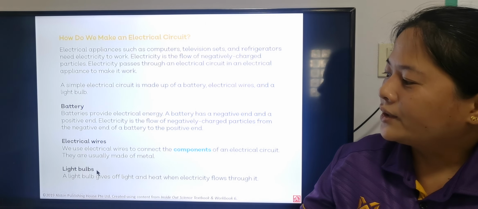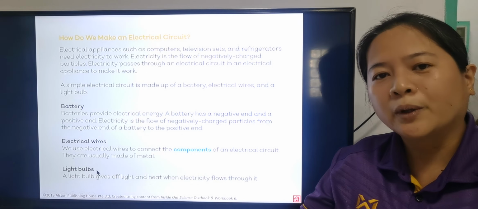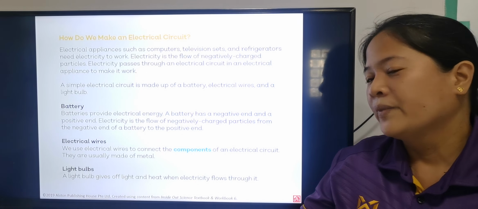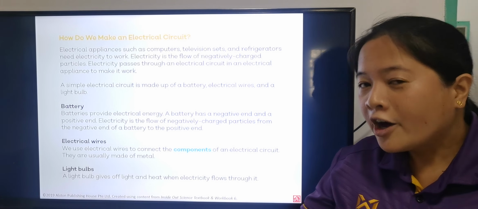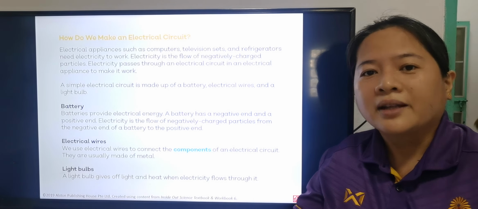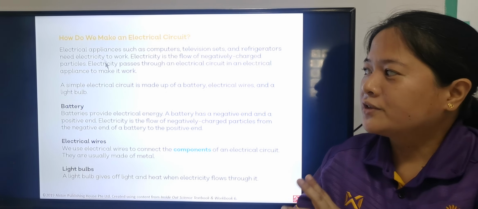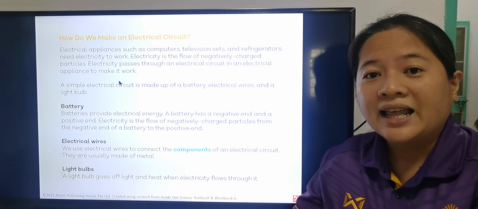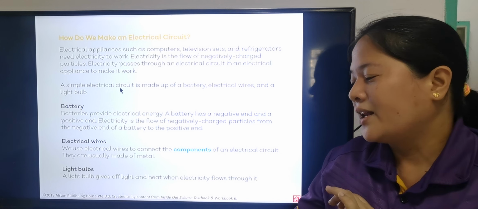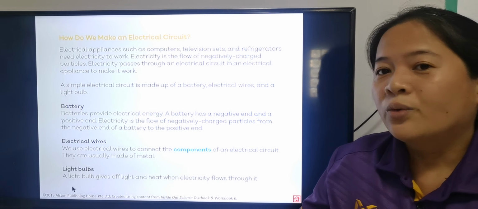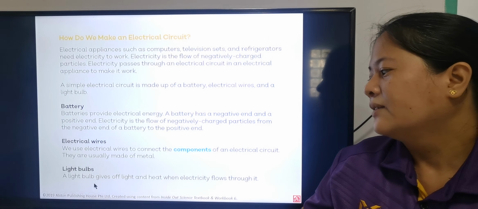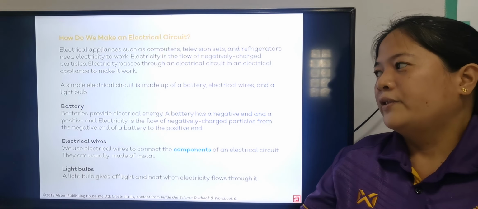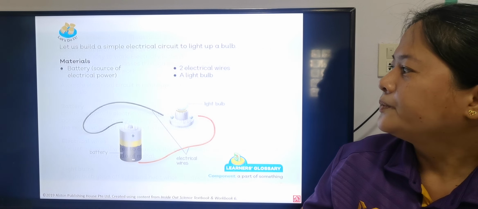And the last important component of an electrical circuit is the light bulb, okay? Other appliances do not have light bulbs, but for today we're going to focus on simple electrical circuits, okay? So what is a light bulb, okay? A light bulb gives off light and heat when electricity flows through it.